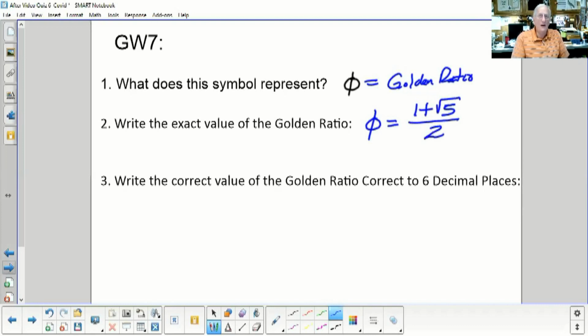Now, if you take a calculator and you work that out, okay, into a decimal equivalent, you first have to do the square root of 5, okay? Then you add 1, hit enter to hit equals, and then you divide it by 2. And what do you end up with? The correct value of the golden ratio to 6 decimal places for phi is 1.618034.